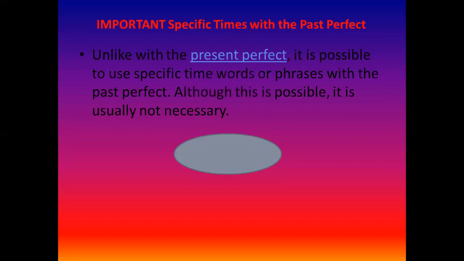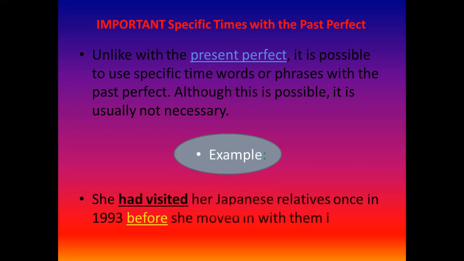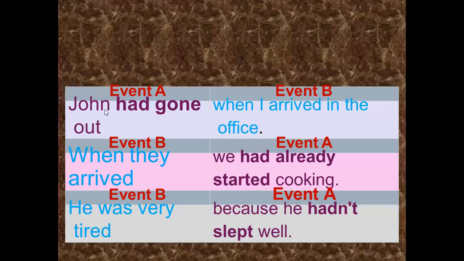Important: specific times with past perfect, unlike the present perfect. It is possible to use specific time words or phrases with past perfect. Although this is possible, it is usually not necessary. Example: she had visited her Japanese relatives once in 1993 before she moved in with them.